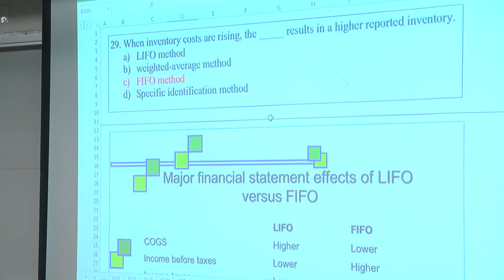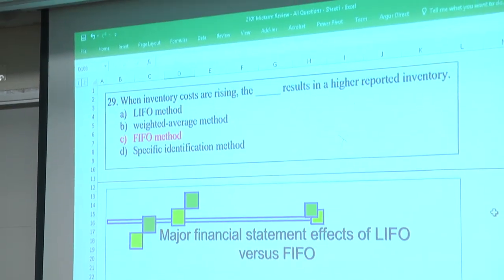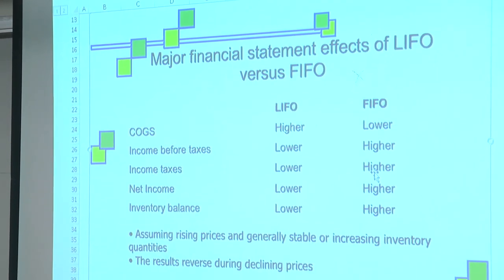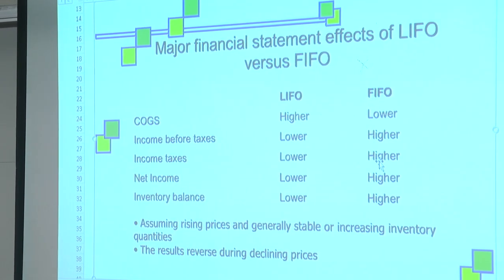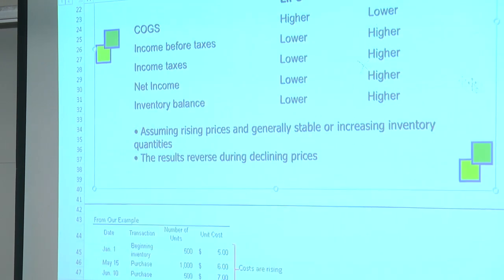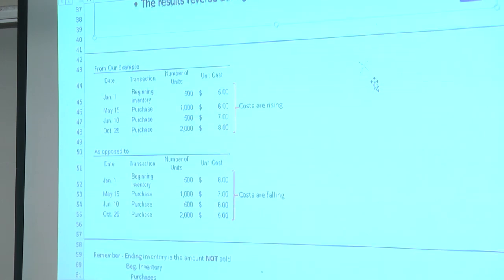All right, we're on question number 29. When inventory costs are rising, the blank results in higher reported inventory. So here's a slide that covers all the different attributes of LIFO and FIFO and what the motivations are for using each one. There are advantages and disadvantages to both. Now, you can, again, try to memorize this chart. To me, that's not the best approach to take here. So let's think a little bit about why they create the advantages that they create.